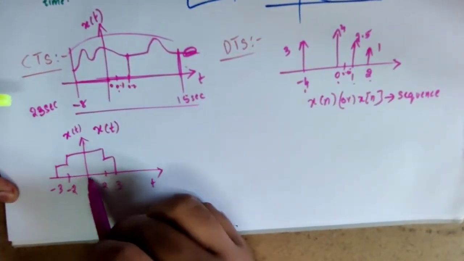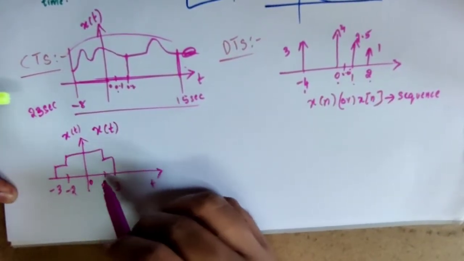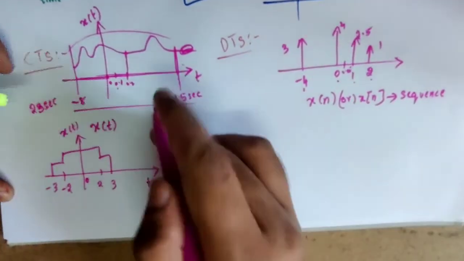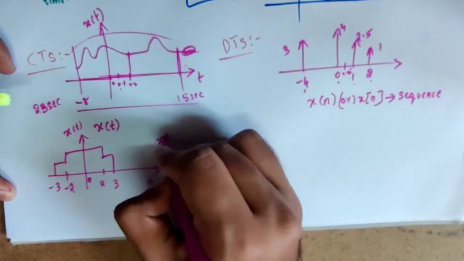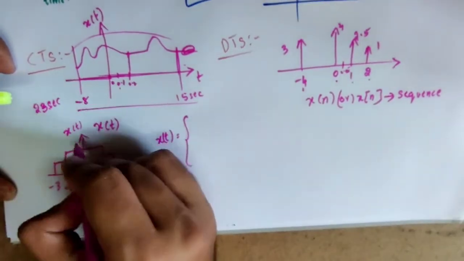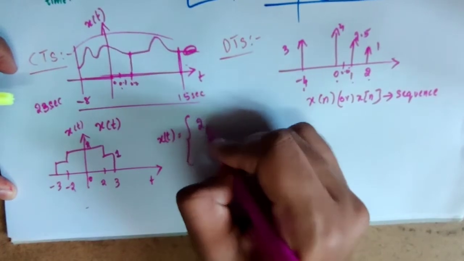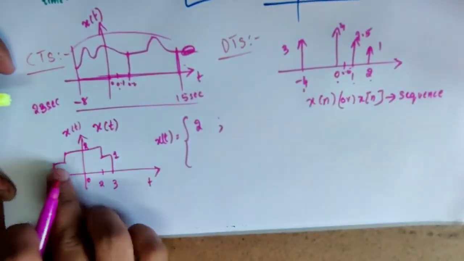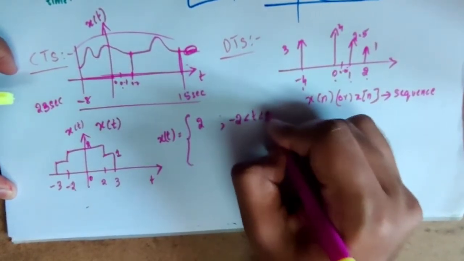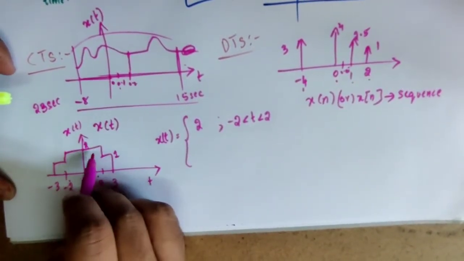Why? Because at every instant of time in the given interval, there is some amplitude for this signal. I have drawn this continuous signal so that you can represent it in a mathematical form. So how is it done? x of t is equal to what is the amplitude? Let us consider this as amplitude 2 and this as amplitude 1. x of t is equal to 2, where 2 indicates the amplitude, for which interval? Minus 2 less than t less than 2.